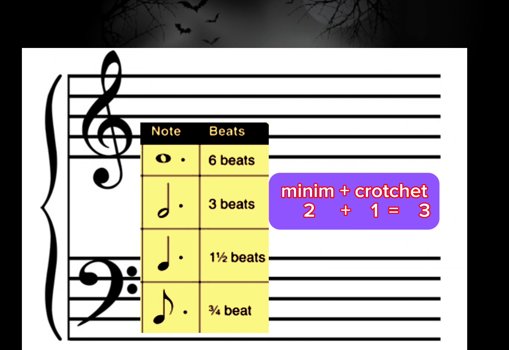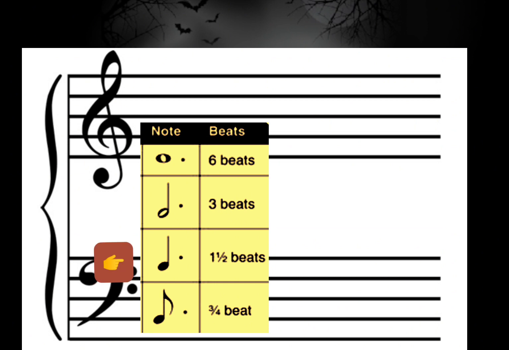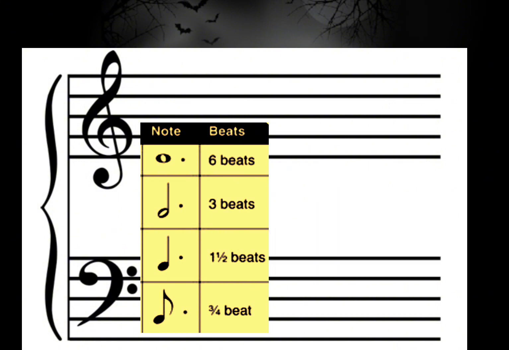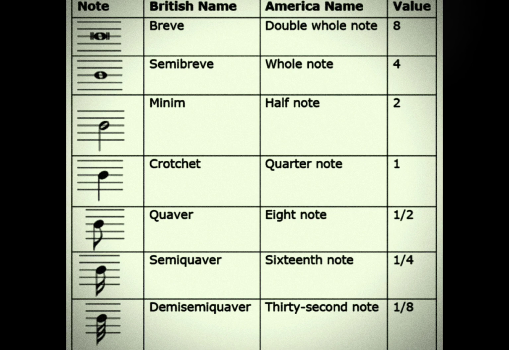Okay. Then another one is crochet with a dot. What it means is that you need to add half of it, and half of crochet is what? Quiver. So you need to add quiver to it. That is the meaning. So dotted quiver means that you need to add half of it, which is semi-quiver, to it. So all of this you get to know when we start learning it.